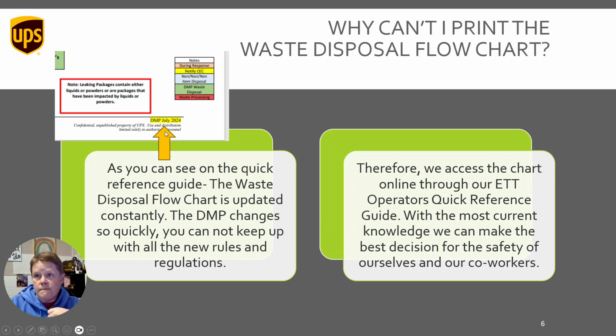Because as you can see, this waste disposal flow chart just changed in July. They added this box right here that says, note, leaking packages contain either liquids or powders or are packages that have been impacted by liquids or powders. So a leaking package, by definition, is no longer just a liquid or powder. It can also be a package that is affected by a liquid or a powder. So maybe that package doesn't have the leaking product in it, but it's still considered a leaking package if it was impacted by a liquid or a powder. So we're constantly changing. We have to access it through ETT so that we have the most current, the most correct version that we can possibly have.